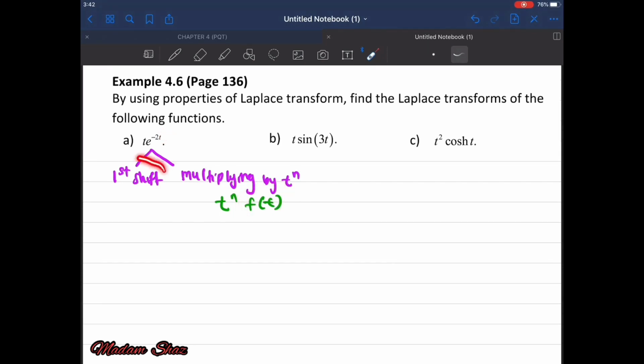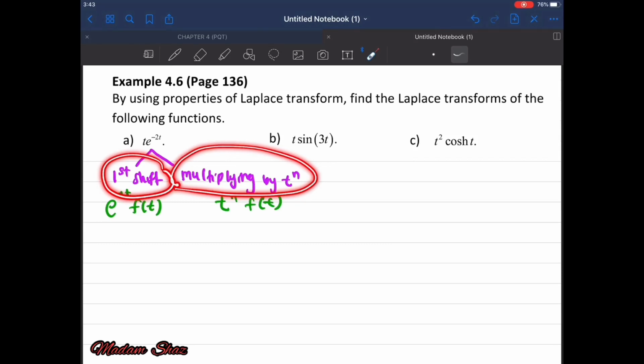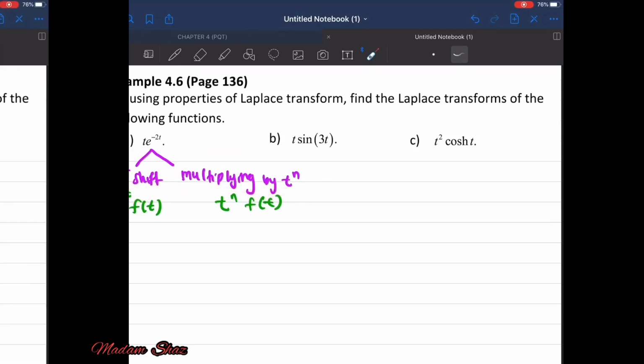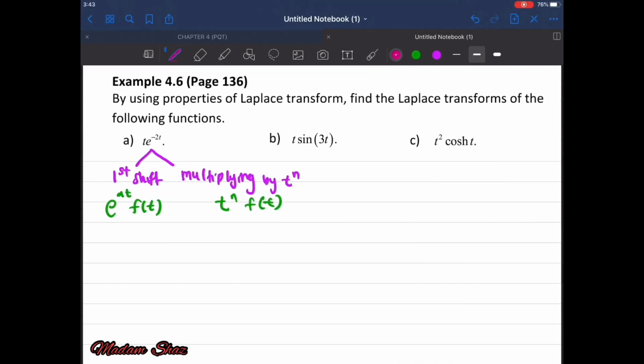But if we want to solve by using first shift, the property for the first shift is we have e^(at) multiplied with f(t). So we also have the exponential multiplied with the t. This means that for this question, we can solve by using two properties, either first shift or multiplying by t^n. I will show you the first solution by using first shift.